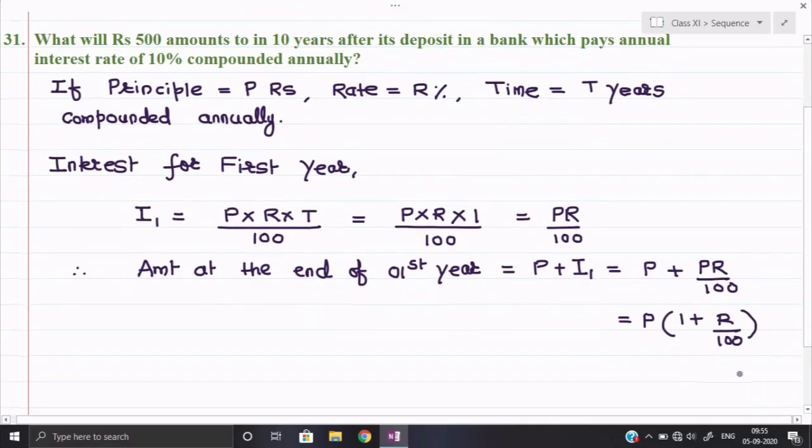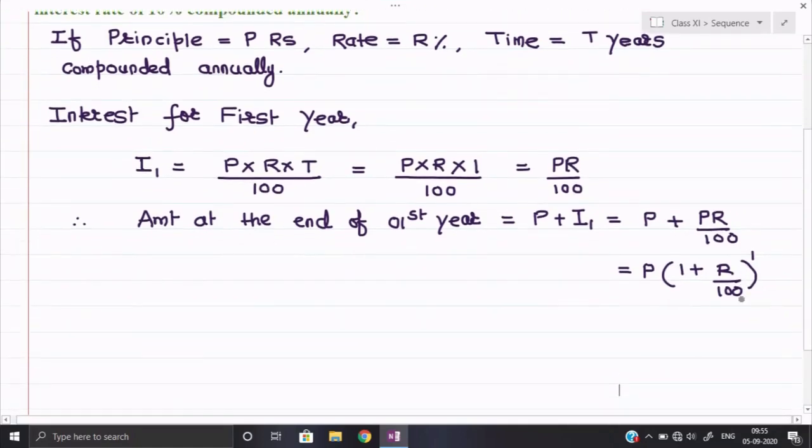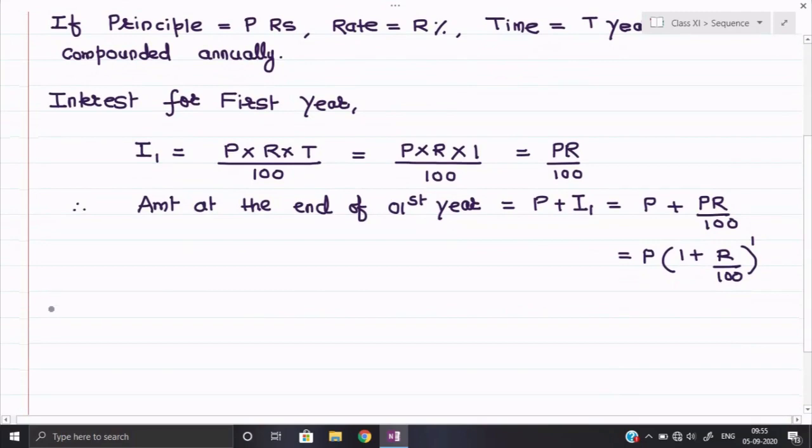Here, in 1 plus R upon 100, the power I can assume is 1. That will become significant after finding the amount of the second year. Now we shall find the interest for the second year. Remember, when I am finding the interest for the second year, my principal will change. So I will say the principal value is P2, because for the second year I am finding the principal.